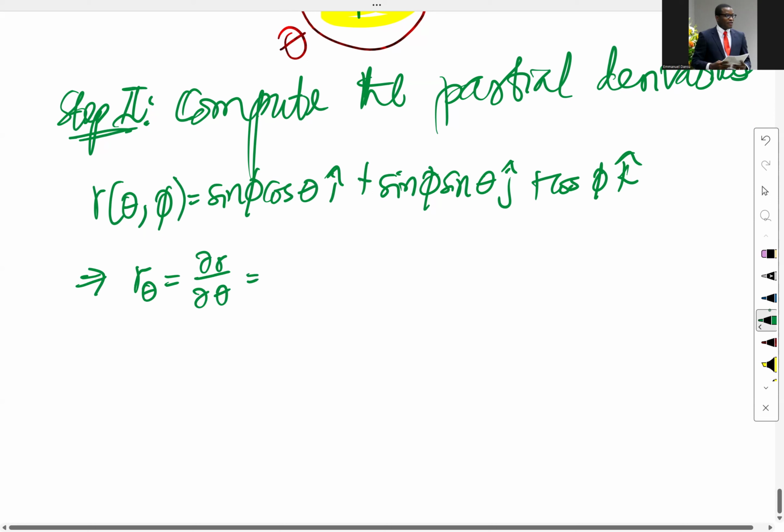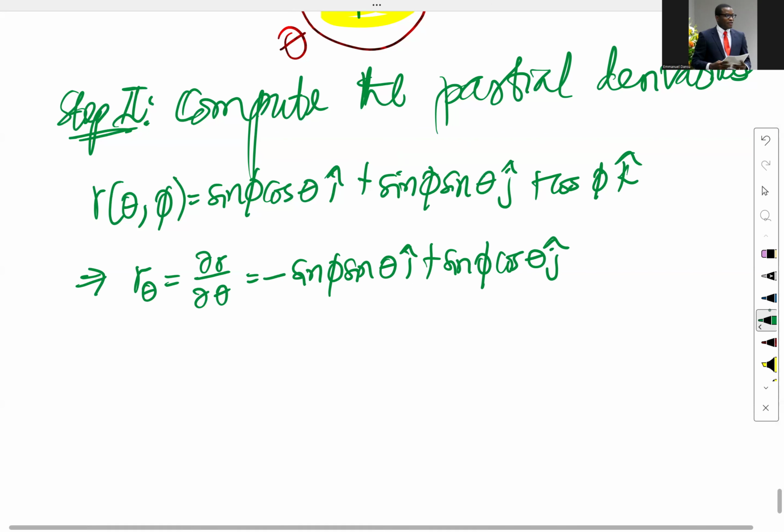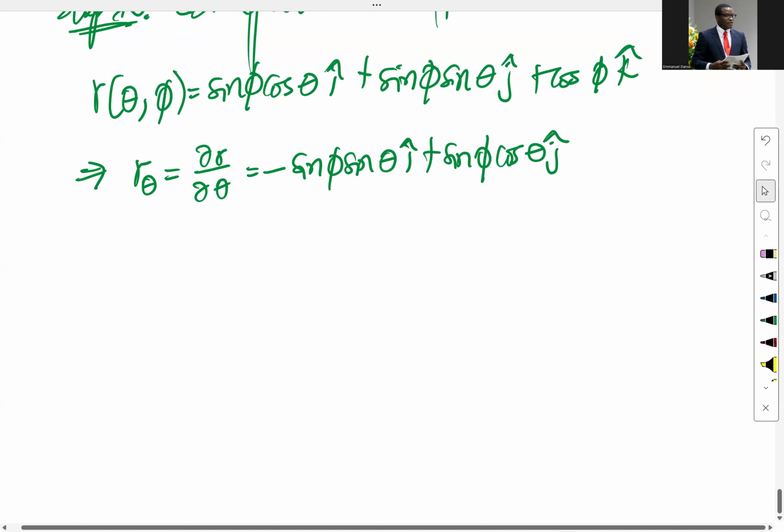Sine phi is constant, so differentiate cos theta with respect to theta. That's minus sine theta, so we get minus sine phi sine theta i. Then differentiate sine theta, you get cos theta, so that will be plus sine phi cos theta in the direction of j. If you differentiate cos phi with respect to theta, that will be 0 because there's no theta in that expression. So that is r theta.